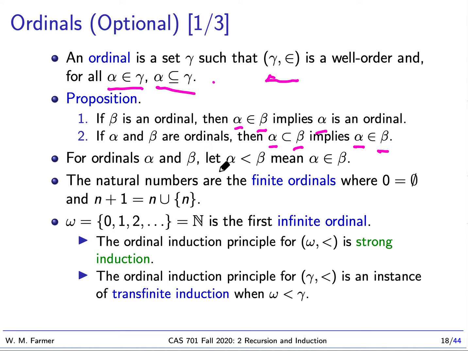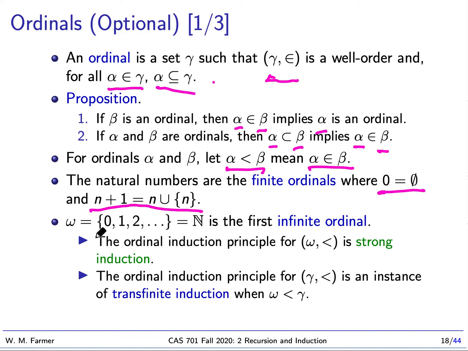So instead of writing alpha is a member of beta, we're going to write alpha is less than beta. Now, if we are going to look at the ordinals, the first ordinal is the empty set, which represents 0. And then the n plus 1 ordinal is n union the set of n. So this is how we can represent the natural numbers as ordinals.